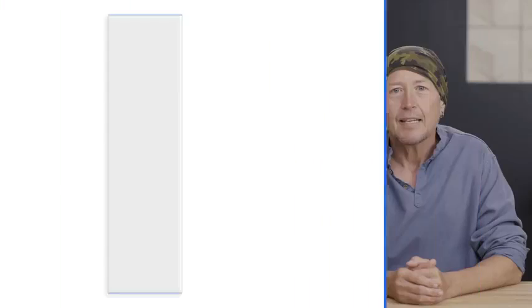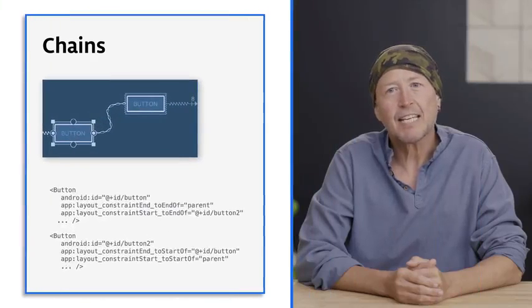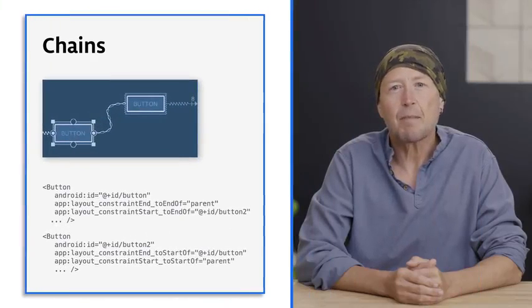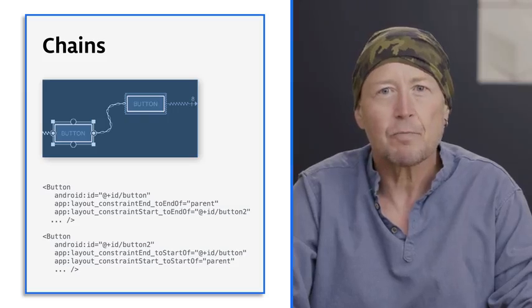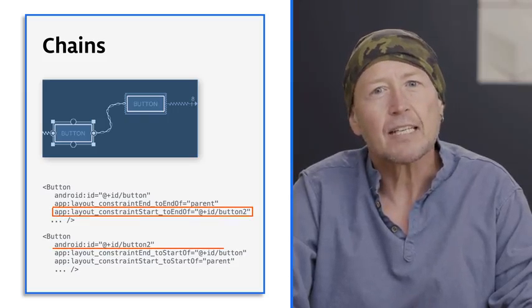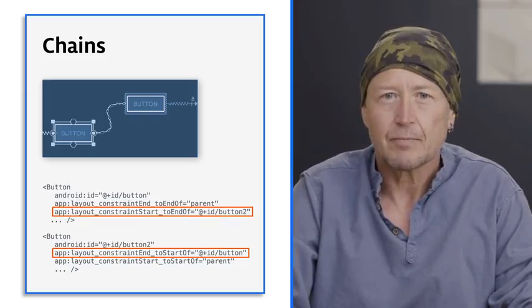Chains, as implied by the name, link together views in a horizontal or vertical row, and then they behave as a group. A set of views are considered a chain if they are linked together via a bidirectional connection. You don't have to do anything special to make views a chain. Just connect the views in both directions.